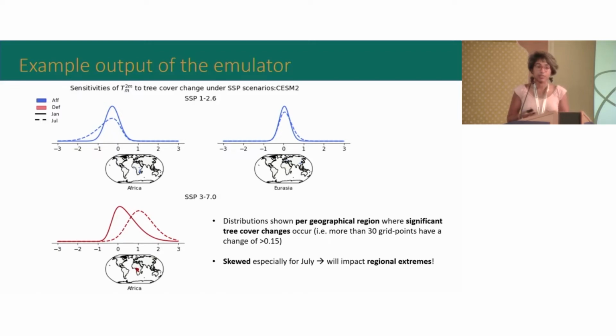And that basically suggests that when we look at the uncertainties within the shape of the forced response, there is in general some sort of skewness within that. And that's also quite a relevant output, since it speaks to how changes in tree cover can have regional impacts, especially on extreme events. So that was quite an interesting finding from this little emulator that's been developed so far.